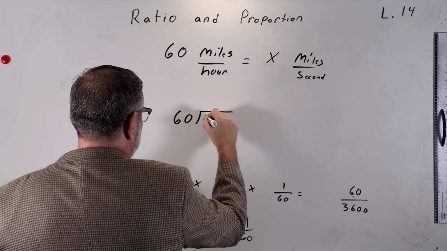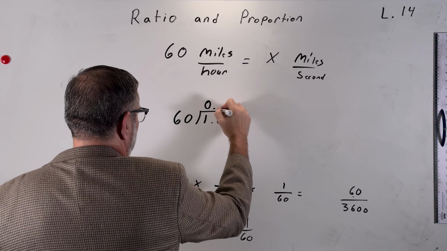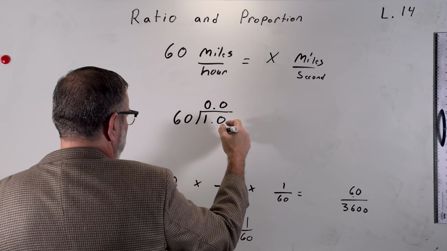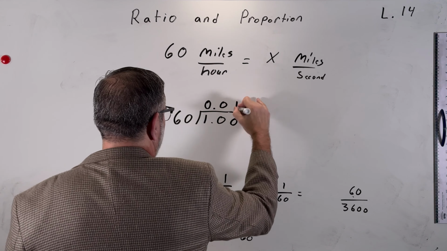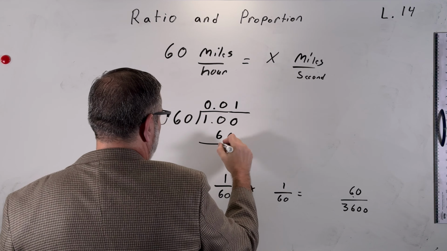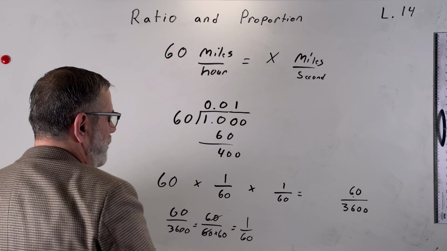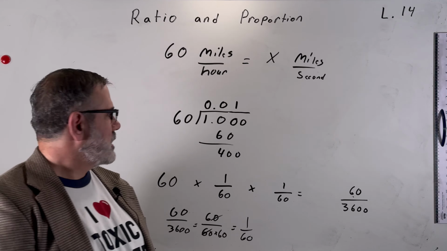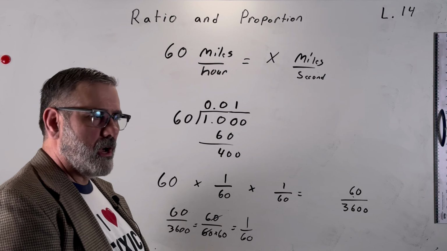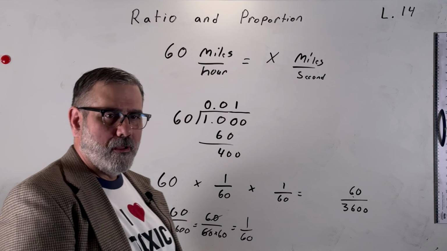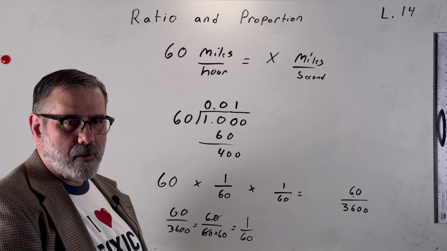60 divides into 1.0. Well, it goes 0 times into 1. It also goes 0 times into 10, right? How many times does it go into 100? Well, 1 time. 1 times 60 is 60. 100 minus 60 is 40. Drop down another digit, another 0. How many 60s go into 400? What would 60 times 2 be? 120. If we double 120, we get 240. What about 60 times 5? Well, that's half of 600. That's 300. So we're getting closer.